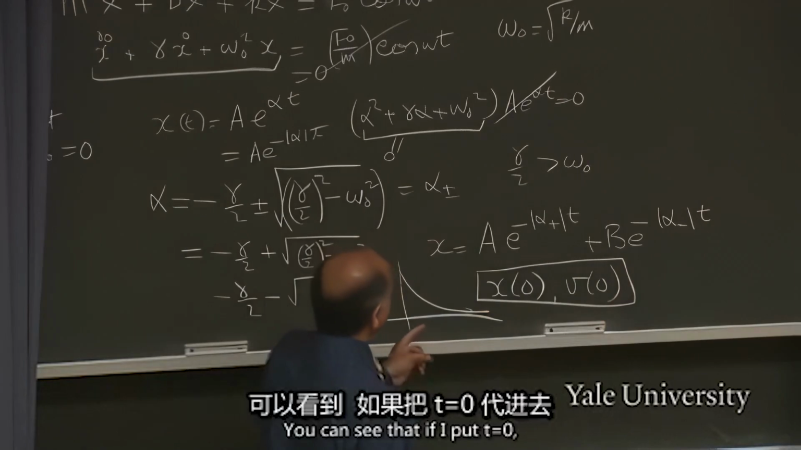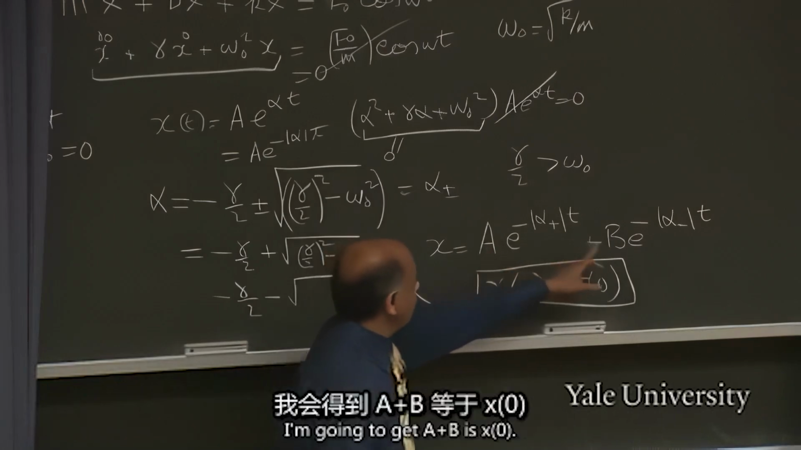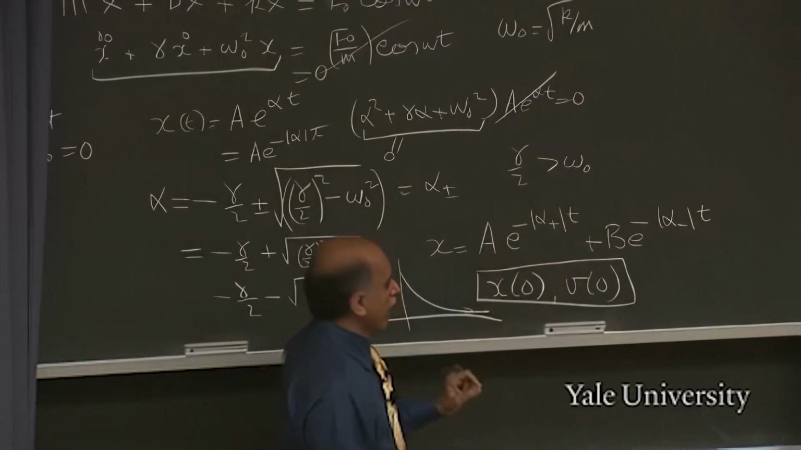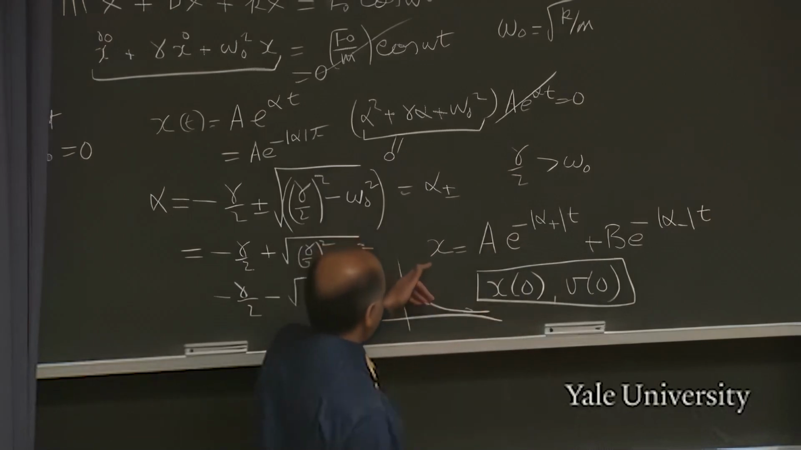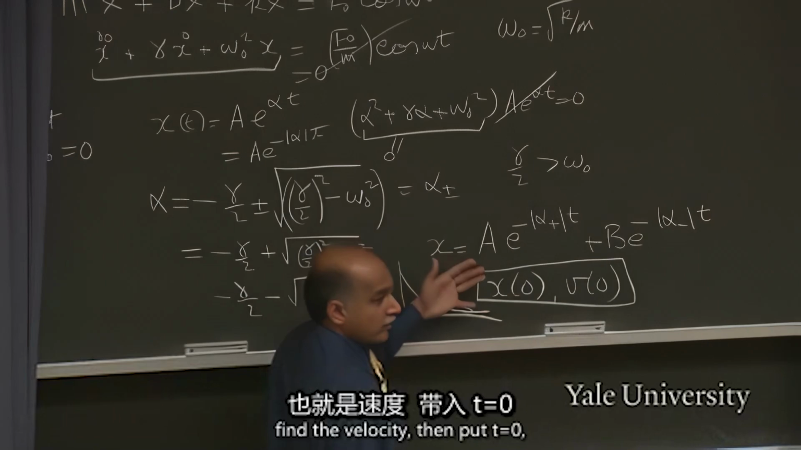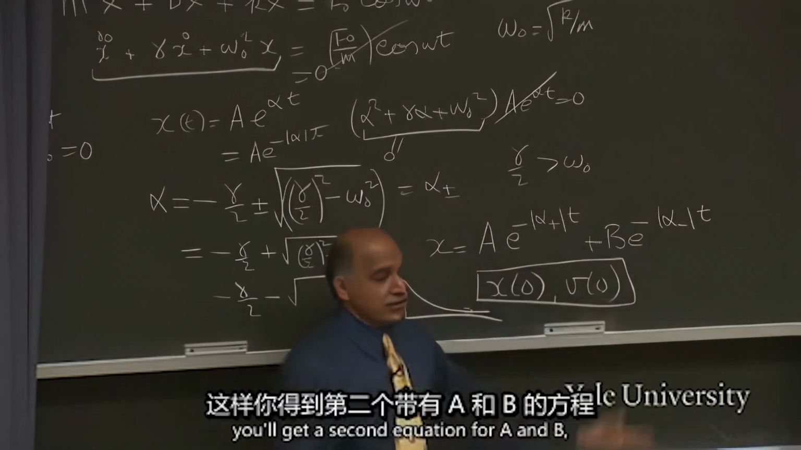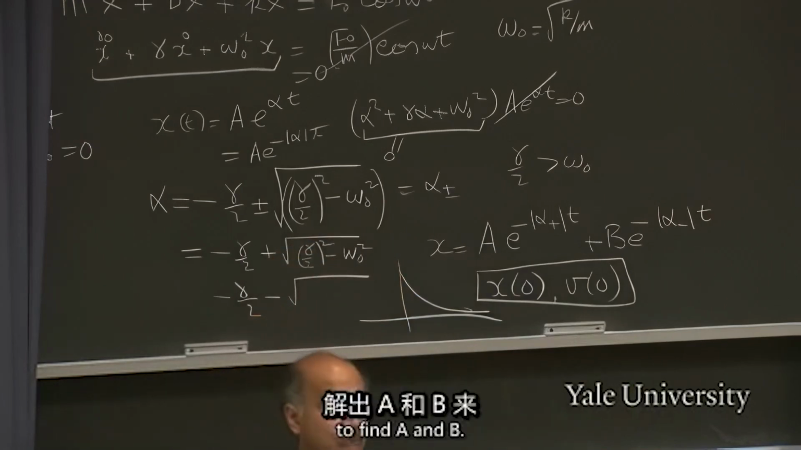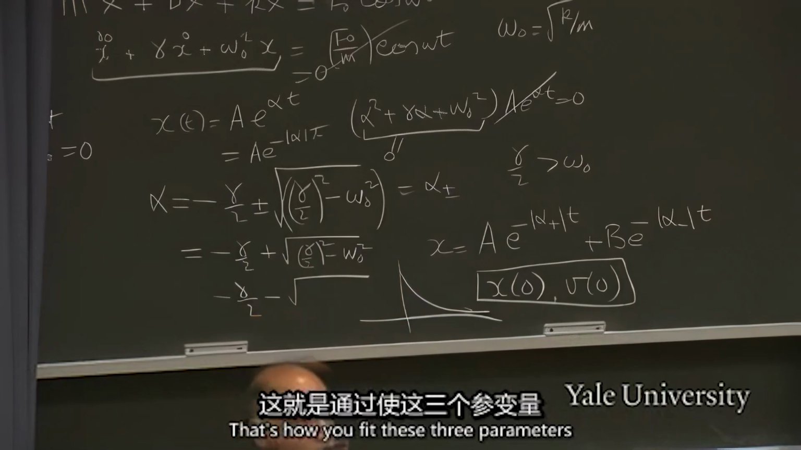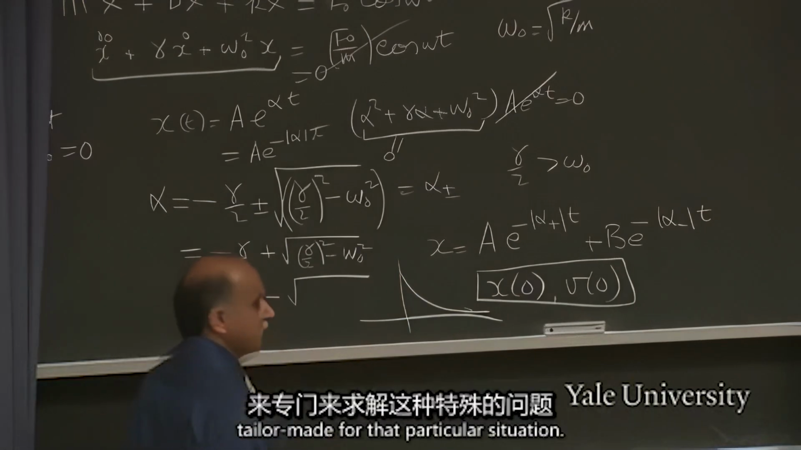You can see that if I put t equal to 0, I'm going to get a times e to the 0, which is 1. I'm going to get a plus b is x0. That's one condition on a and b. Now take a derivative, namely find the velocity, then put t equal to 0, and set that equal to some pre-assigned number. You'll get a second equation for a and b, and we all know we can solve those two equations to find a and b. That's how you fit these free parameters to the solution tailor-made for that particular situation.